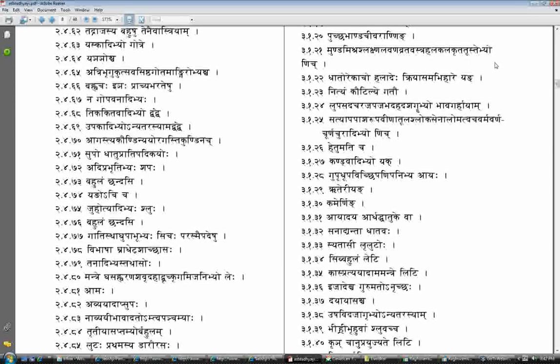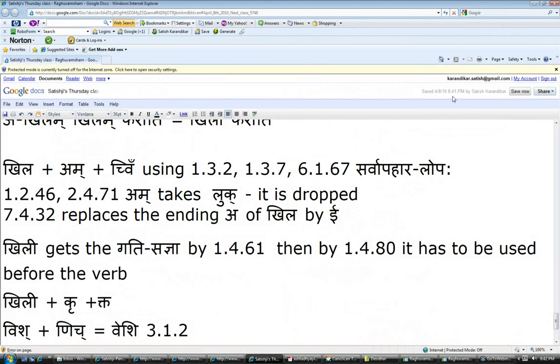Hetumaticha is what you want. 3126, when you have a causative, when somebody is causing somebody to be hetumati. So 3126, and then we do the Puganta Laghupatasya Gunaha by 7386.